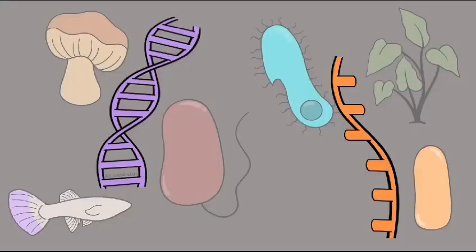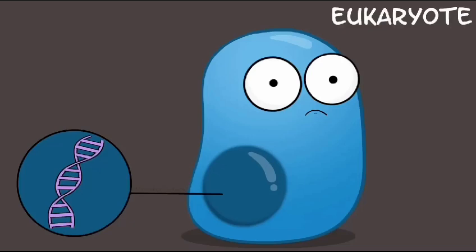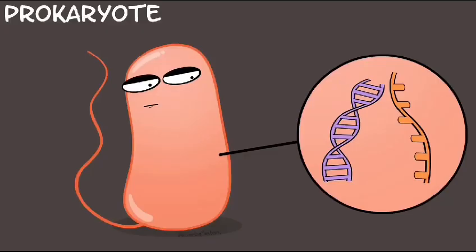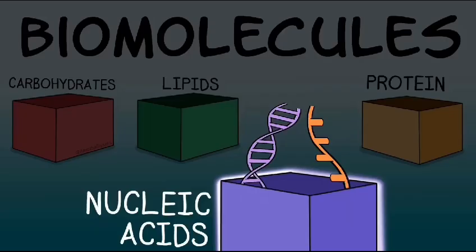First, you will find DNA and RNA in all living organisms. In eukaryotic cells, DNA tends to be found in the nucleus, while you can find RNA both inside and outside of the nucleus. Prokaryotic cells don't have a nucleus. Both DNA and RNA are nucleic acids, which are a type of biomolecule.